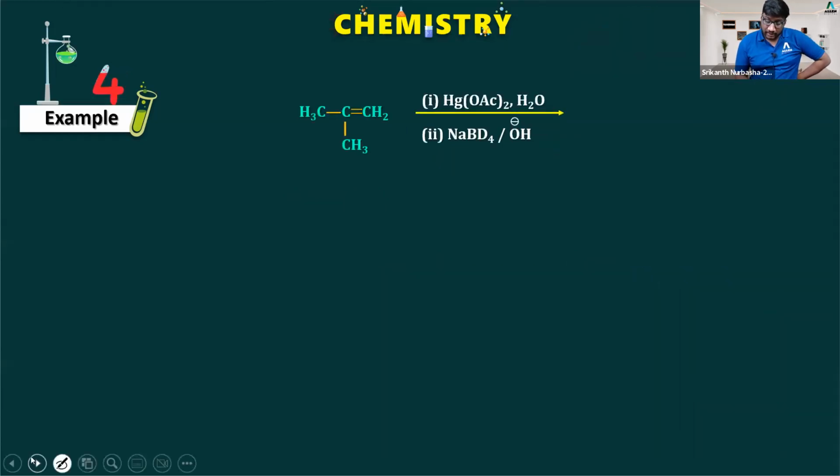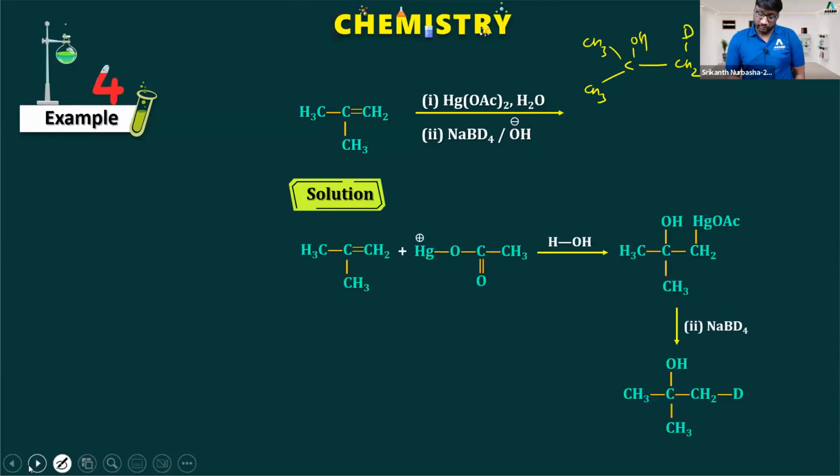Next class, we'll discuss hydroboration, oxidation, and other reactions. Try to solve this particular question as well. To this particular carbon, H2O is taken, so OH is added. To the other terminal carbon, NaBD4 is taken, so deuterium is added. CH3C(OH)CH3CH2D is going to be the respective major product.